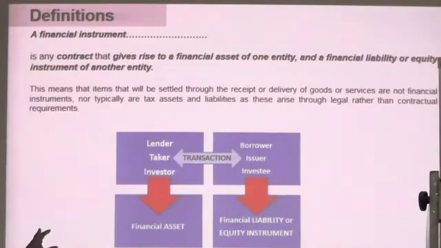Now, the investor we call the lender, the person who gives money. Then the taker means the person who purchases the instrument. Purchasing an instrument means a financial asset, right? So the investor has the financial asset. On the other side, the person holding the financial liability or equity instrument is called the borrower, issuer or investee. These are the words you have to understand when you see them in the questions, right?